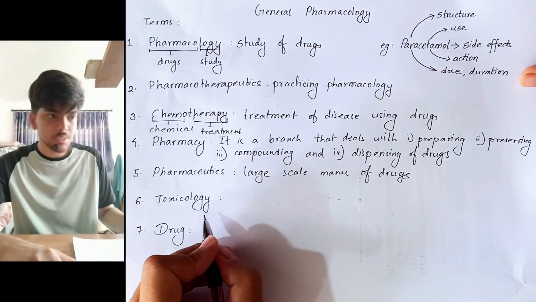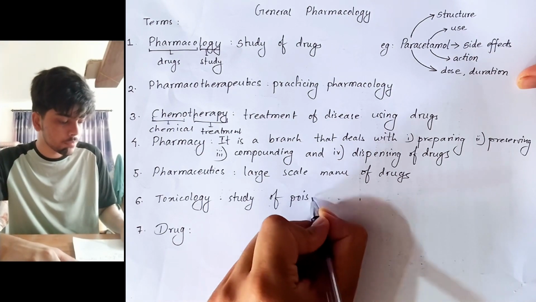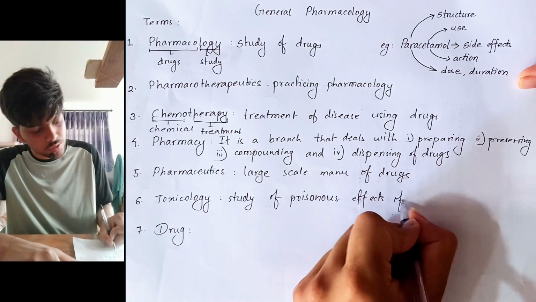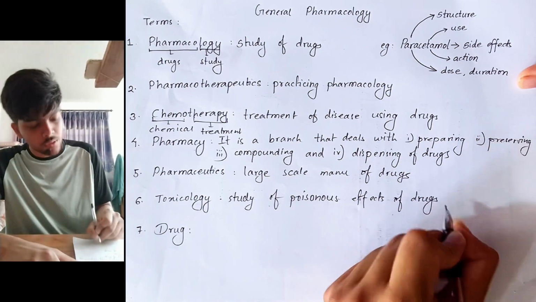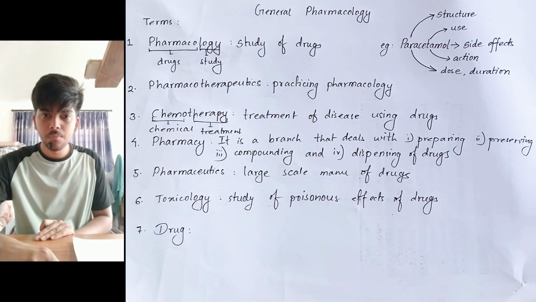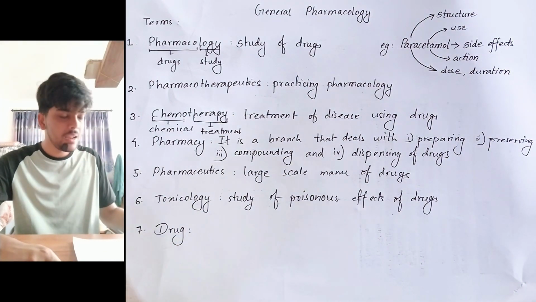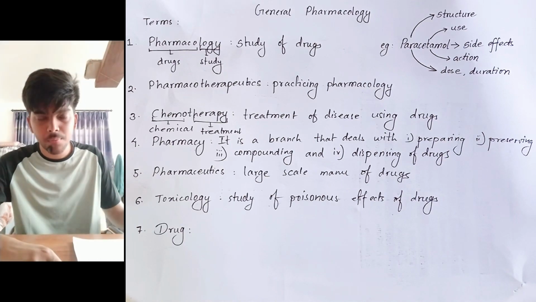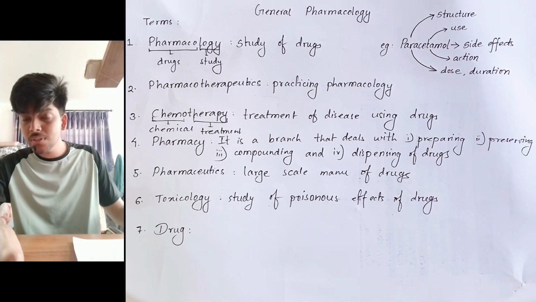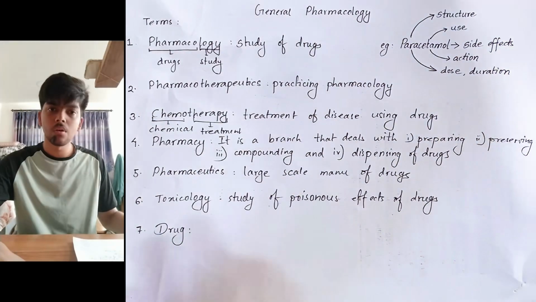Then toxicology. Study of poisonous effects of drugs comes under toxicology. So when you take drugs in an inappropriate amount, maybe at a dose that is higher than the recommended dose, then it may lead to some poisonous effects in your body. And the study of those poisonous effects, the study of ways to mitigate them, the study of preventing such effects from happening comes under toxicology.